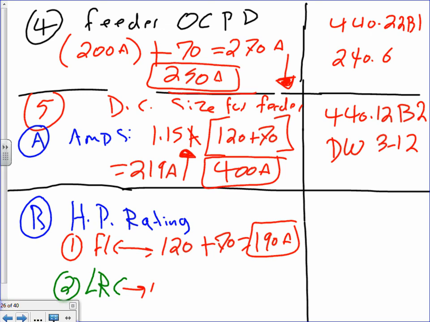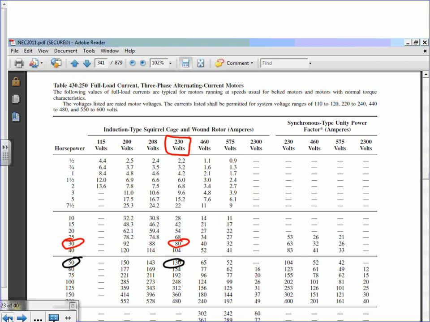Then you need to take the 190 amps to table 430.250 under 240. What's the locked rotor current here? I have 75. See how we add them up? Both of them have, this is not the table, yeah, 250. I have 190. So where's my 190? 190 is here. Cross-referencing it, I came up with 75.